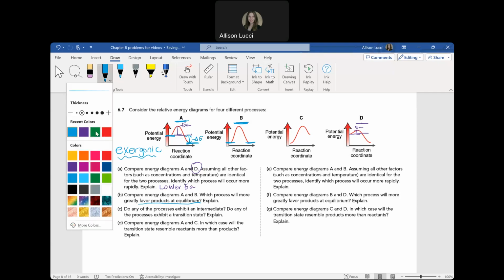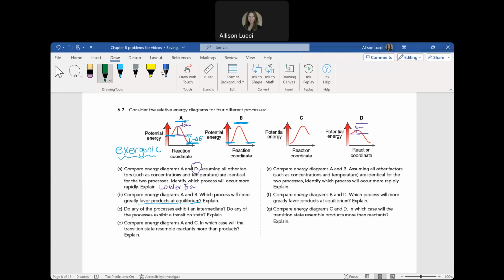Let's take a look at example C here. And we're asked, do any of these processes show an intermediate? So if you recall in previous lectures when we had multiple transition states, between those, these minima would be intermediates. So even if you have a two-step mechanism with two transition states, you could have an intermediate, but none of these, so none, have an intermediate.